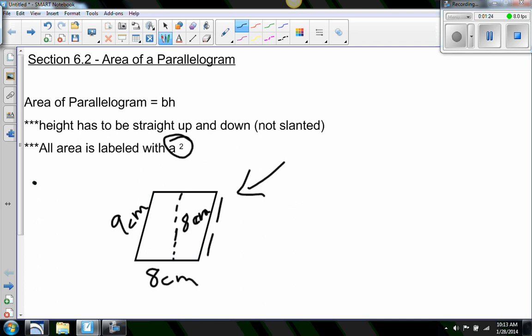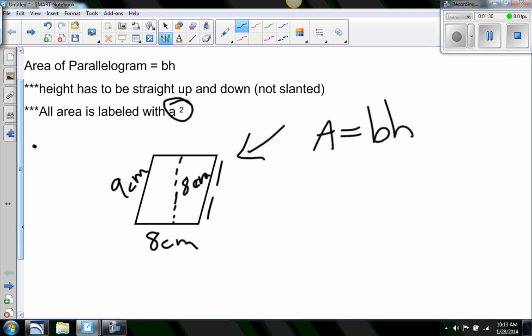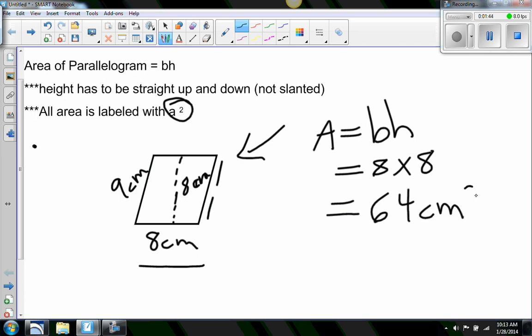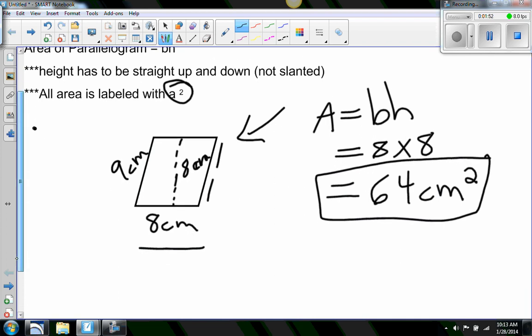So if I was going to find the area of this parallelogram that I have drawn here, you start by writing down the formula. So area equals base times height. And then I'm just going to plug my numbers in. So my base is 8 centimeters. And my height has to be the straight up and down one, so it is 8 also. So my answer is 64 centimeters, and then you have to put the little 2. That means square centimeters. That's how all area is labeled with the little 2, even surface area when we get to that.